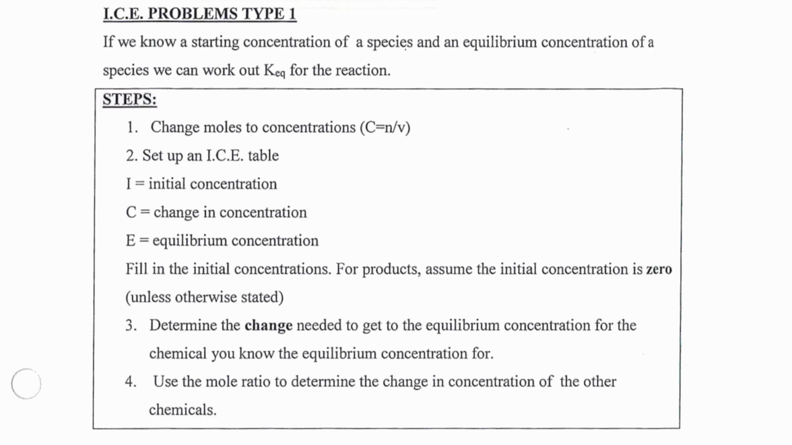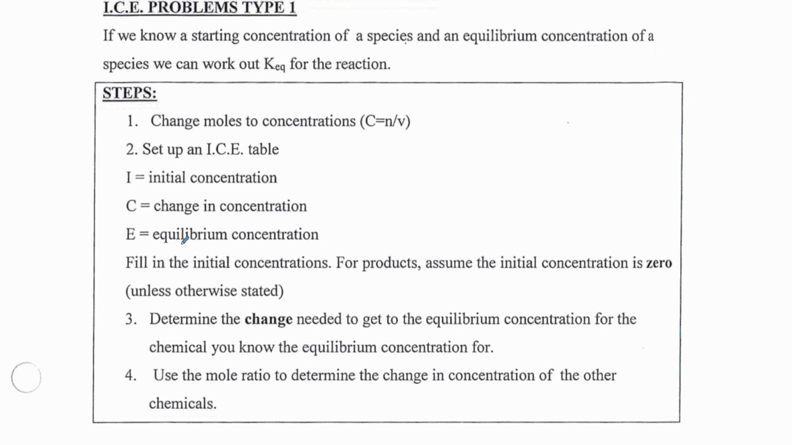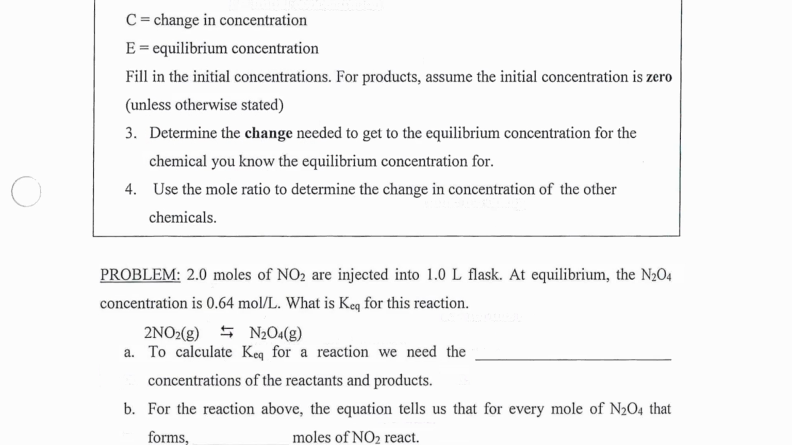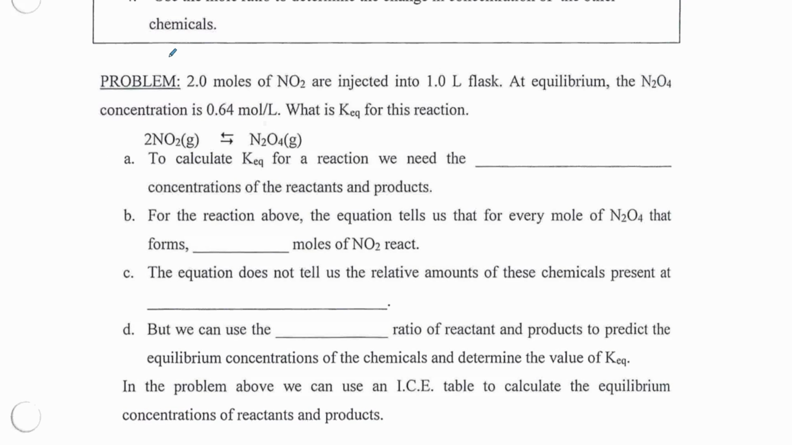Okay, so this is the set of steps that you need to follow to solve these types of problems. As opposed to reading each step, it would be easier if we just jump into an example and follow the steps as we go. Okay, so here's a type of problem that we could come across that would be solved using an ICE table. So this tells us we have 2 moles of NO2 and that's injected into a 1 liter flask. At equilibrium, the N2O4 concentration is 0.64 moles per liter. What is KEQ for this reaction?